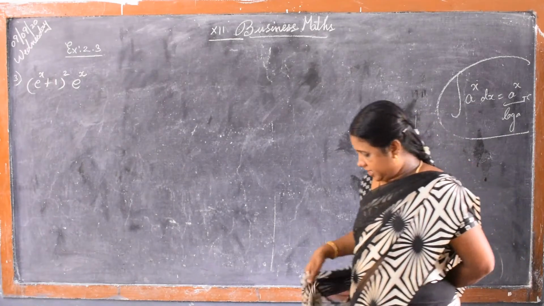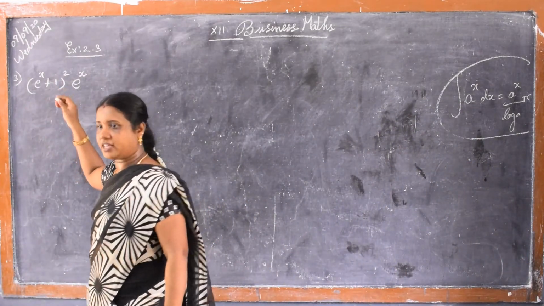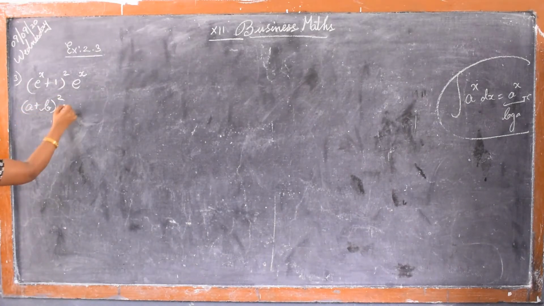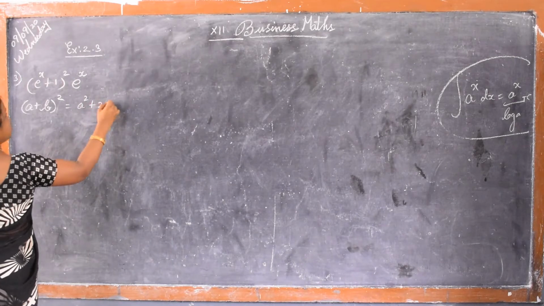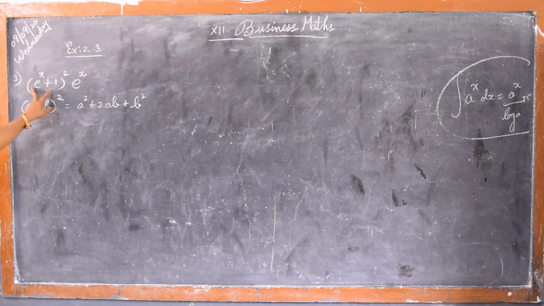What you can do here, you can use an identity. This is of the form (a plus b) whole square. What is the (a plus b) whole square identity? a square plus 2ab plus b square. This identity you can use here. You have to use it.